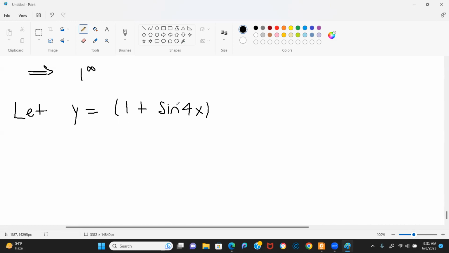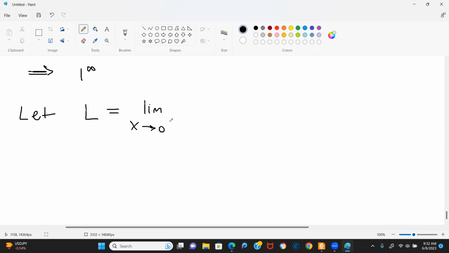Really what I want to do, I don't know if I like the way the book is doing it. So here's how we're gonna do it. We're gonna call this limit L. So we're gonna say let L be equal to the limit as x goes to 0 from the right. And we're gonna want to figure out what L is. But first what we're gonna do is compute a slightly different limit.